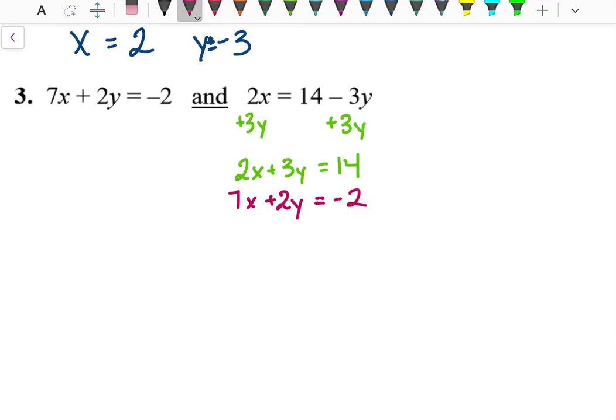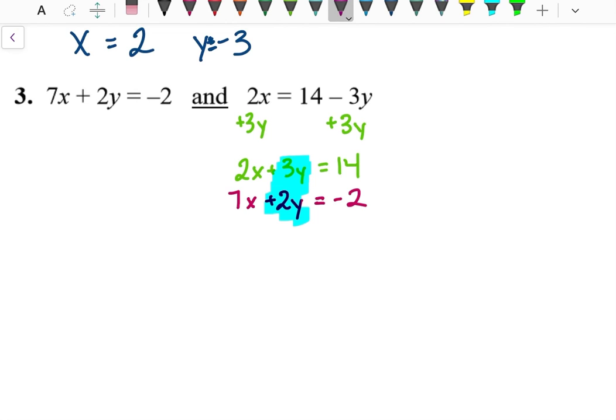Okay, I need these to have a common or opposite coefficient somewhere. So I need to multiply both of these this time by a number. I'm going to, again, try to get these y's to match up. I want those to have the opposite coefficients so I can cancel those. So how can I get 3 and 2 to match? Well, 6 is the lowest common multiple, or the least common multiple. So I'm going to try to get them both to be a 6, but one of them needs to be negative too. So I'm going to make one of them negative.